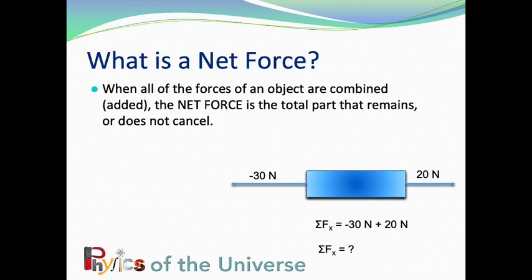When all the forces on an object are combined or added, the net force is the total part that remains, or does not cancel. So if you sum the forces in the x direction, what do we get? We get 30 newtons to the left, 20 newtons to the right. Add them up and we get negative 10 newtons. That would be the net force, the total force.